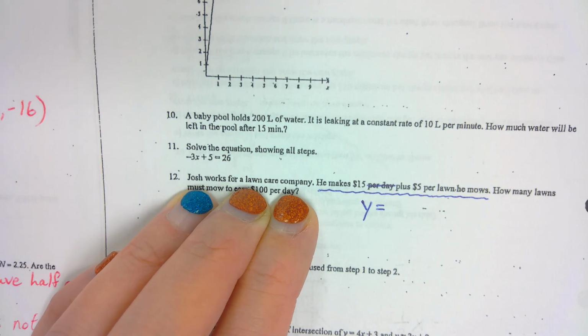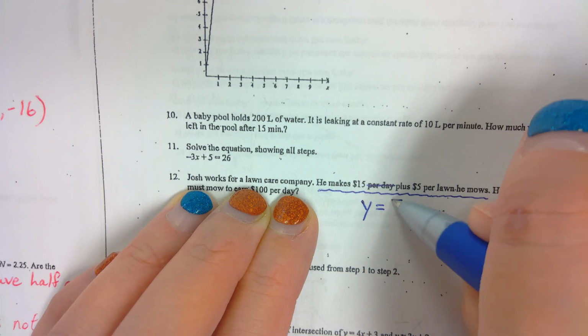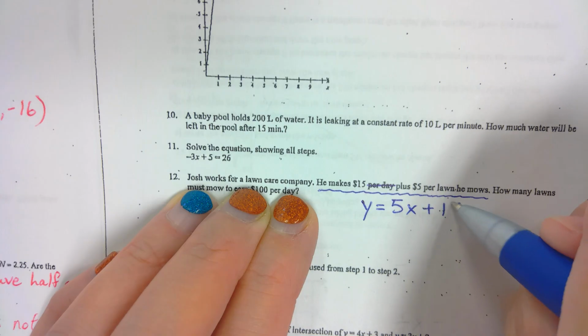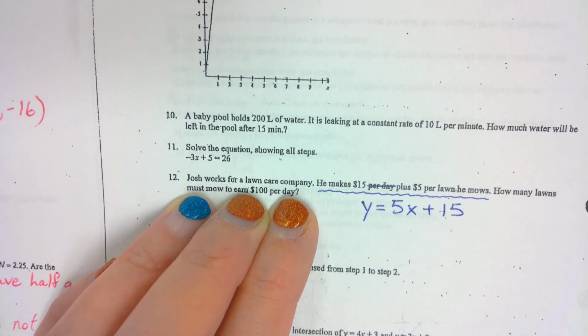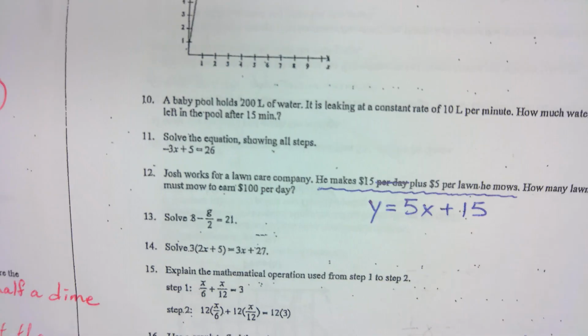so what's, should it be 5x plus 15 or 15x plus 5? Which one should it be? Which one is the per lawn? 5, right? So it's 5x plus 15. Right. On the test, you definitely need to know how to write these equations. You have to know how to come up with that.